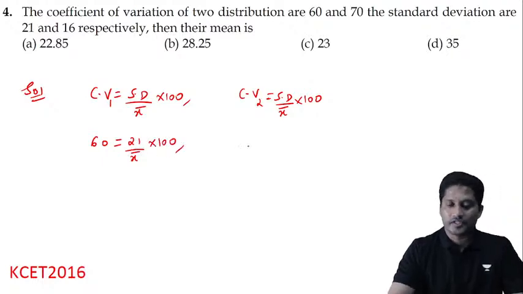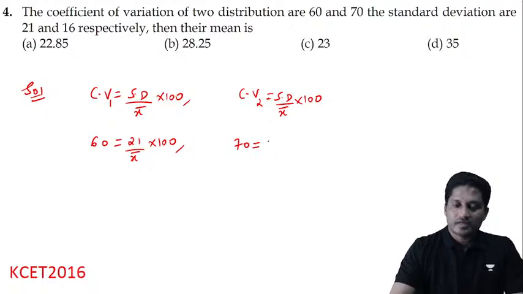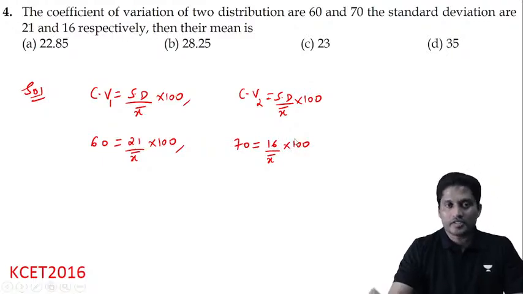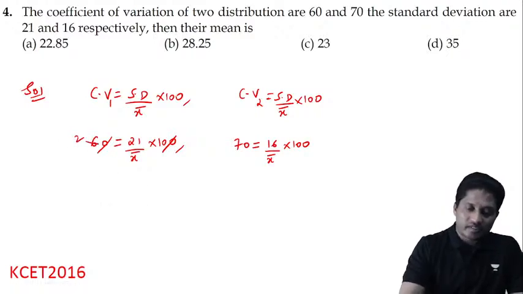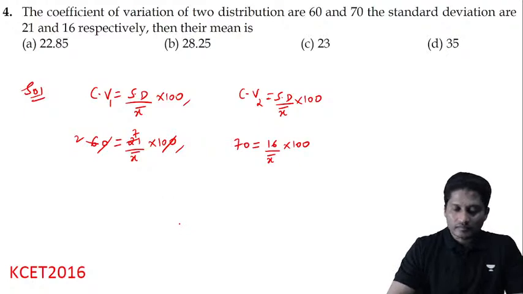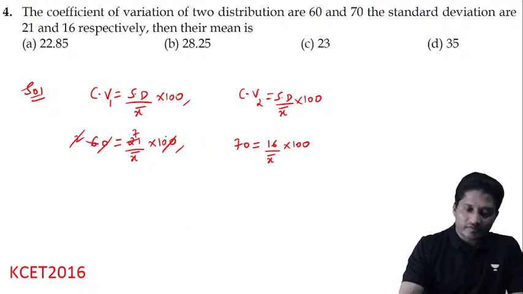Here also same. Coefficient of the second observation is 70. Standard deviation is 16 divided by mean into 100. I'm supposed to find out the mean. Two options are possible. Right, this will cancel. If I divide by 3, 2s, 3 7s. Okay, further this will cancel 5 times. The mean is equal to 35. This is one of the options.